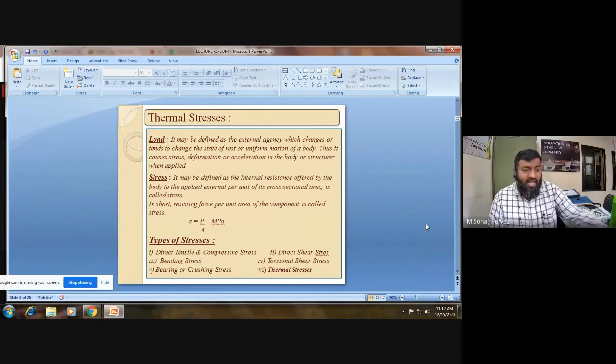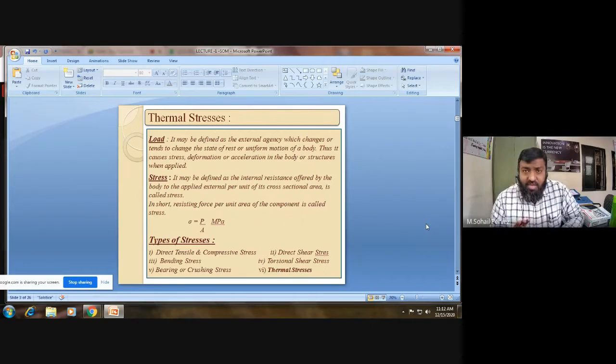Suppose we want to apply some force on this member, and if that applied force does not change its shape, it means that the internal resistance offered by this body is large as compared to the applied force.